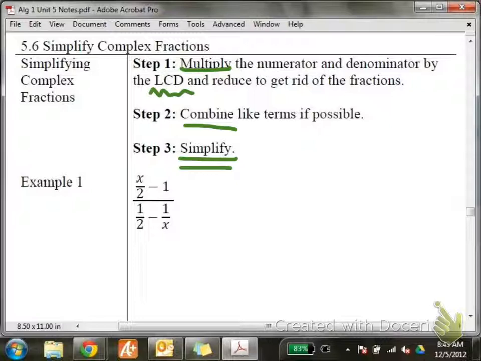So we have example 1, x over 2 minus 1 all over 1/2 minus 1 over x. Does anybody see why these are called complex fractions now? Yeah. It looks really complex, huh? So, what is in here that we don't really like? I know that I've told you before that fractions are our friends. Do fractions look like our friends today? No, not so much. So we need to get rid of them.